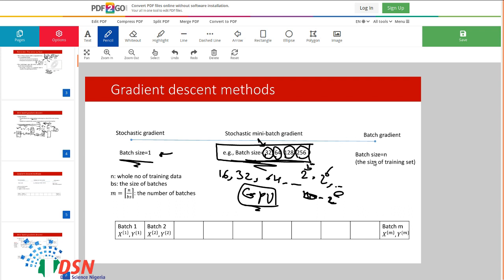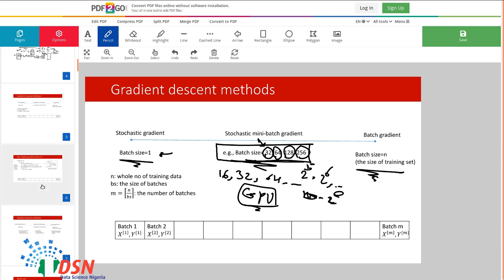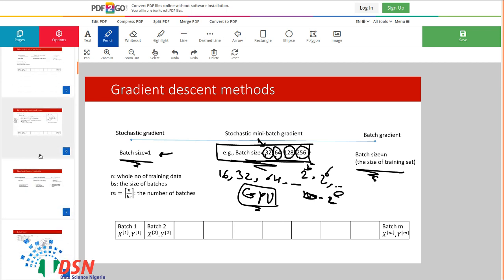And also, if you set the batch size equal to the number of your training data, it means that you are doing full batch training, and it is equal to the gradient descent algorithm. It is plain gradient descent. Okay.